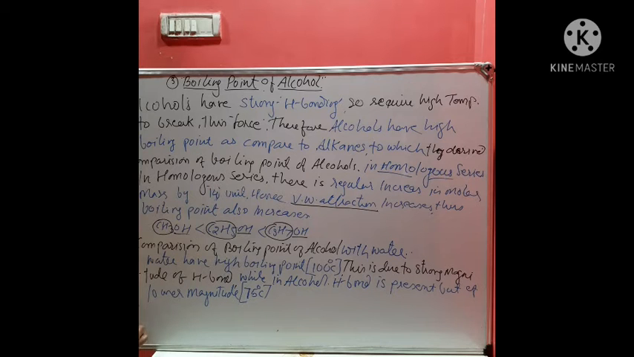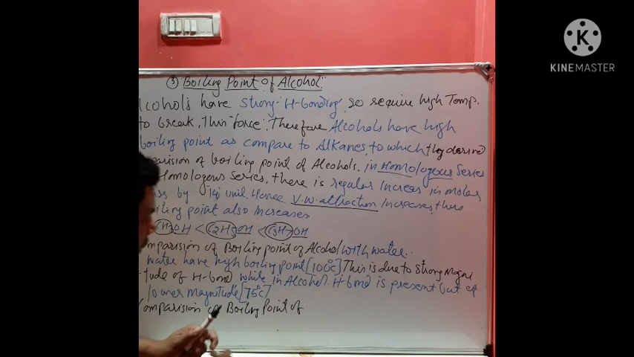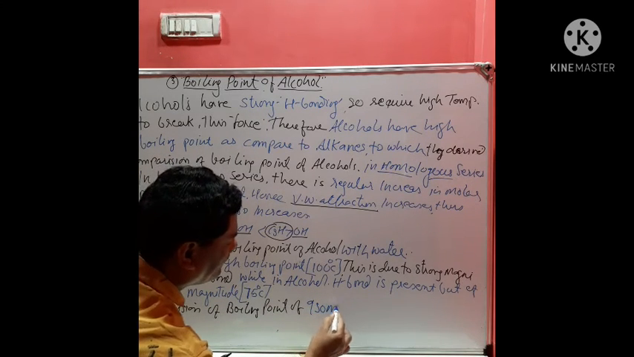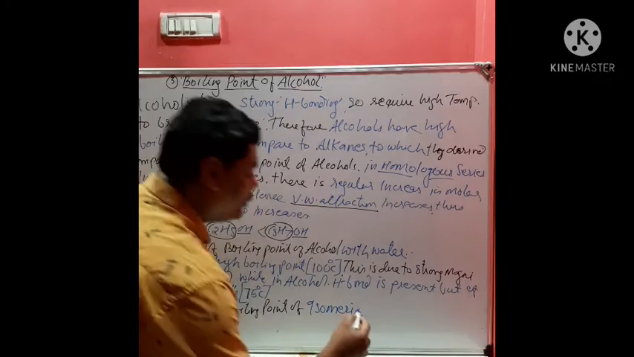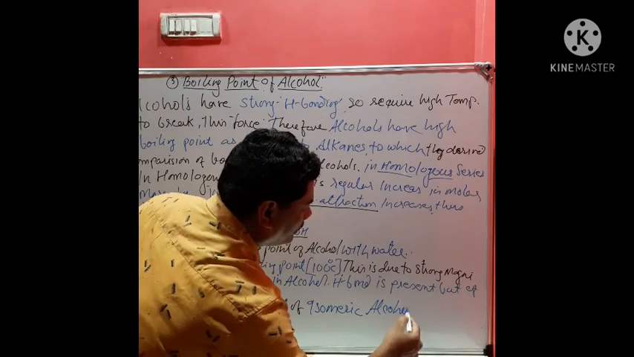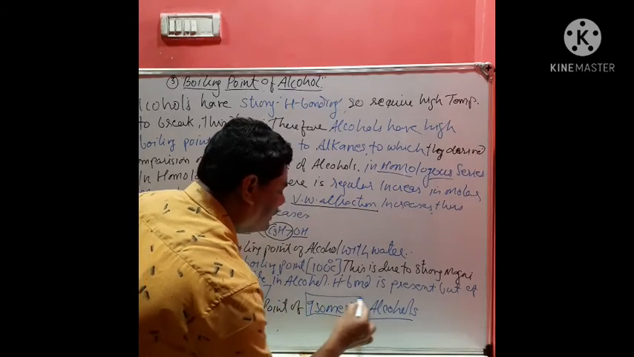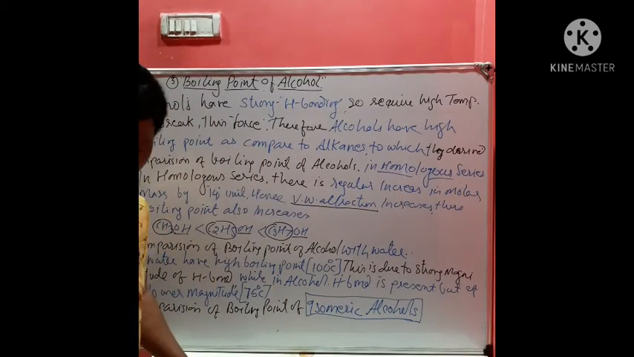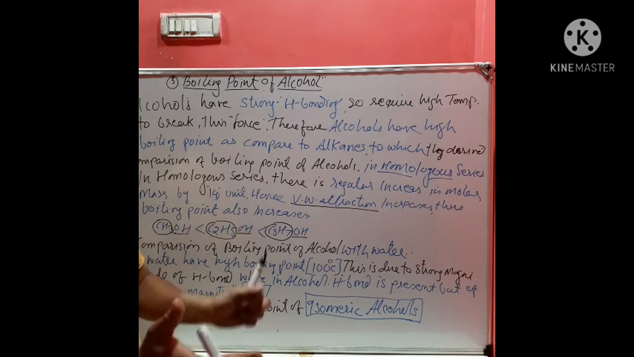Okay. Next one, comparison of boiling point of isomeric alcohols. Now, student, what are isomeric alcohols? So I told you they are having what? Same functional group, same molecular formula, only their structural formula are different. Getting? Structural formula are different.